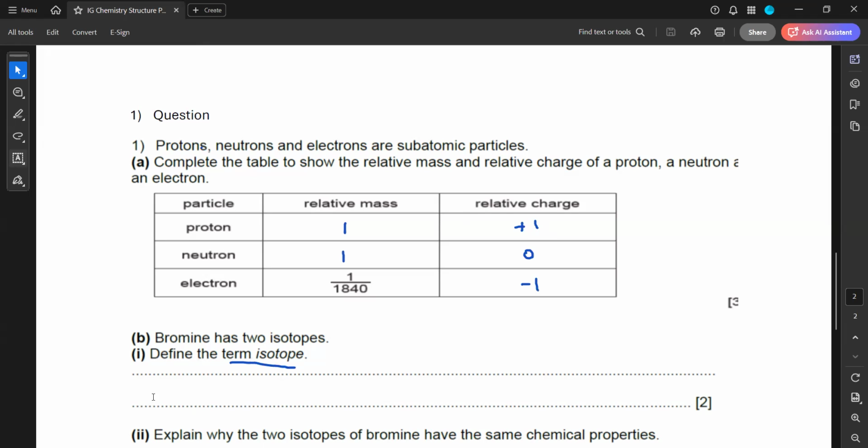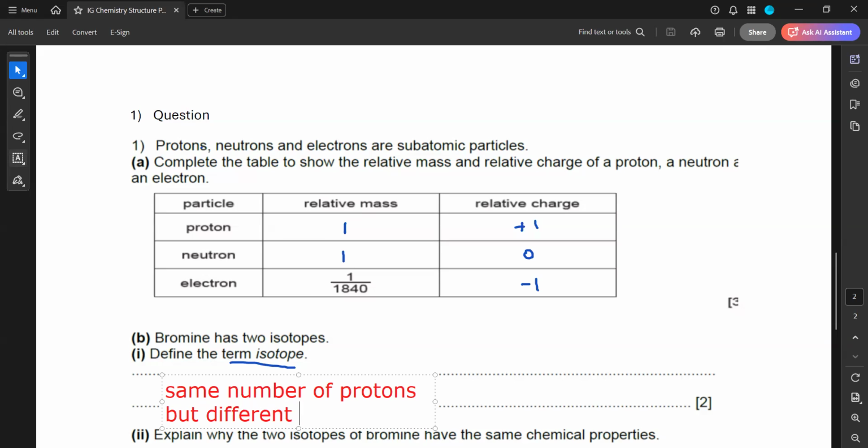Then we have to define the term isotopes. How do we define the term isotopes? The term isotope means atoms of the same element with the same number of protons, but a different number of neutrons. So we call them isotopes.